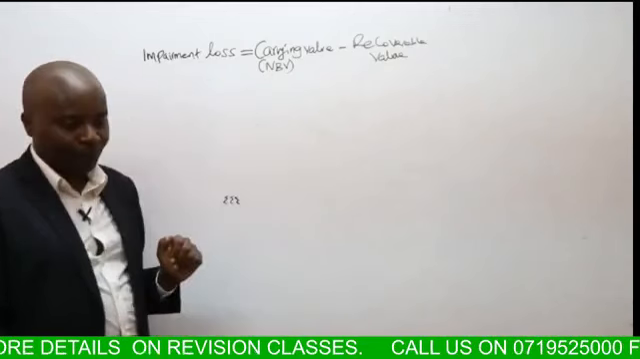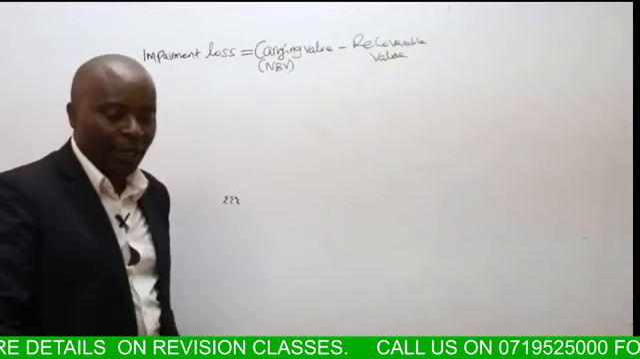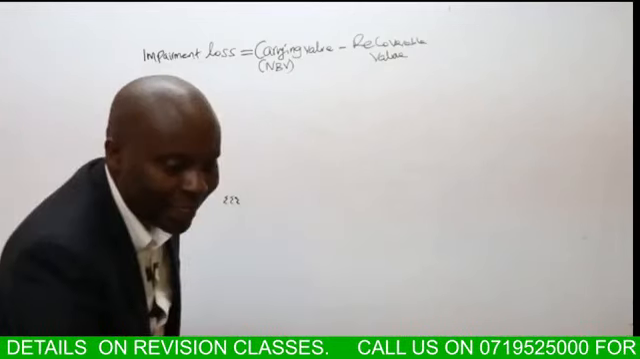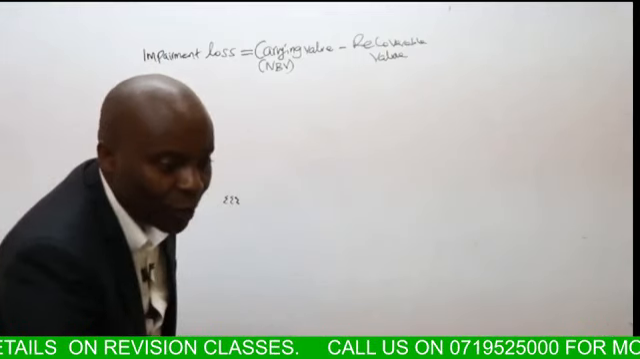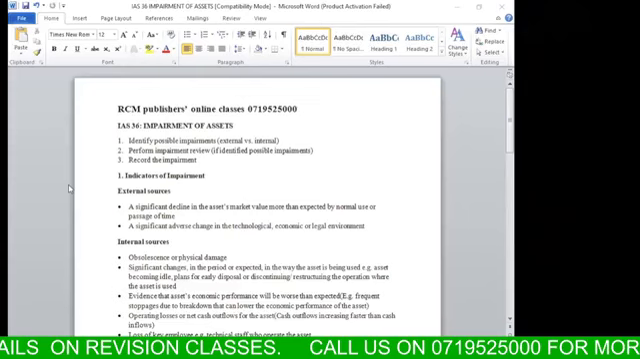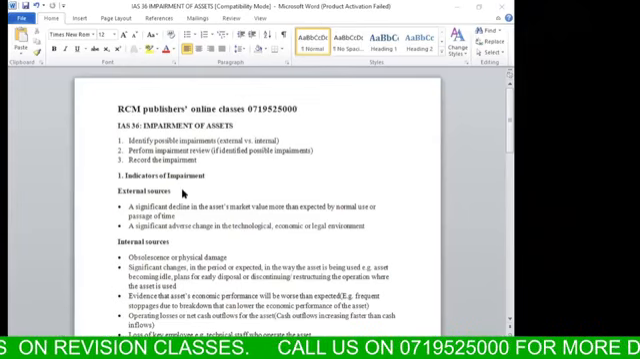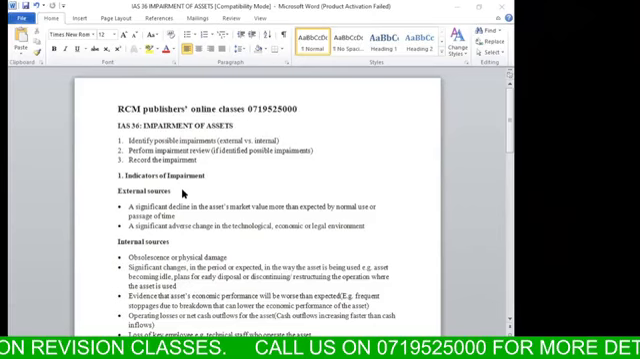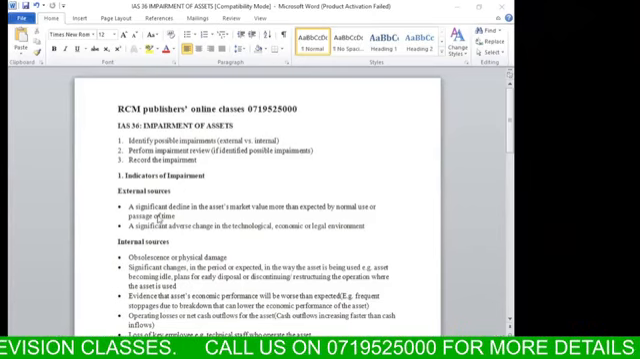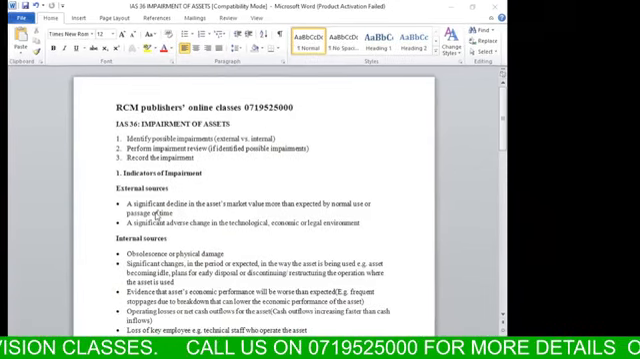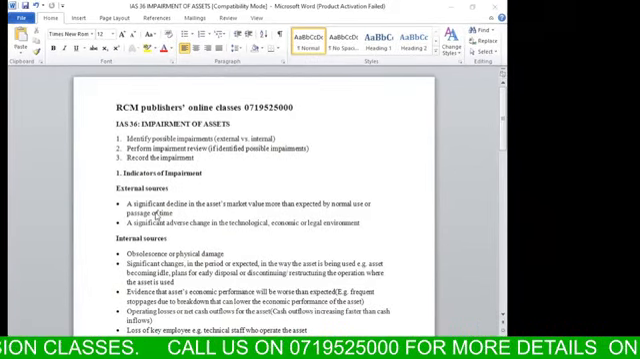Great. So ladies and gentlemen, what will be those indicators that will show you that for sure you need to write down the value of the asset that you have? Indicators of impairment from your syllabus, they want us to discuss external sources and internal sources. So external sources, two of them: when there is a significant decline in the asset's market value.